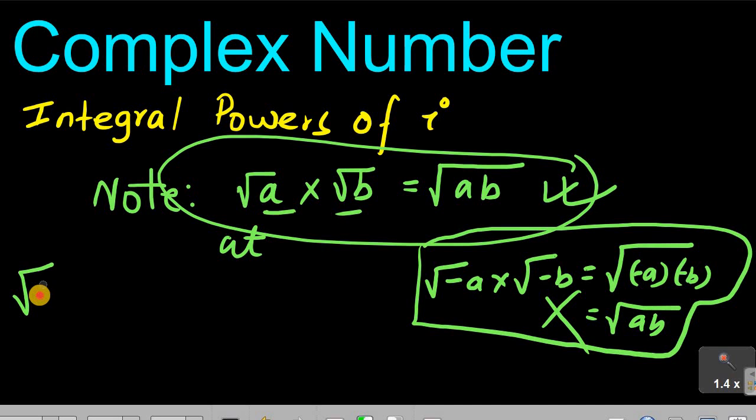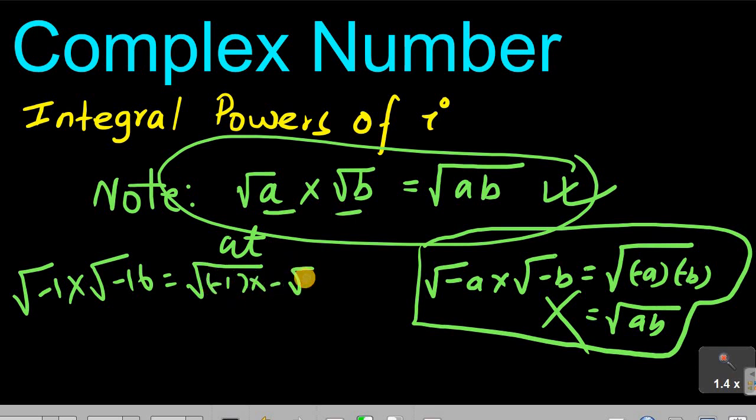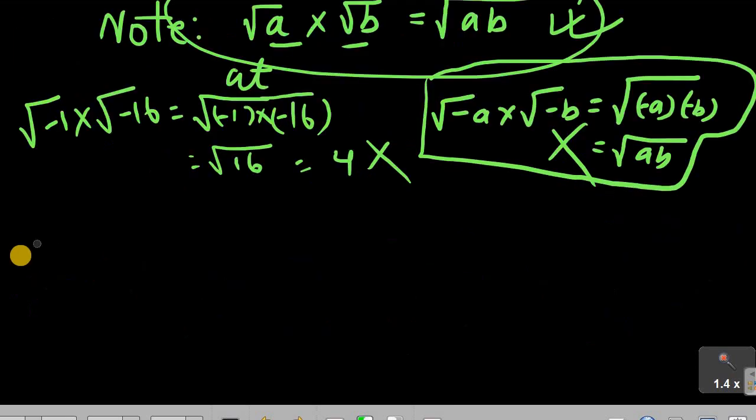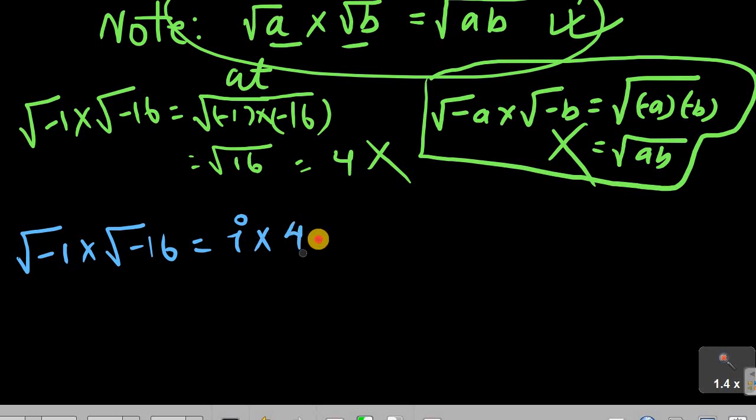For example, root of minus 1 into root of minus 16, you cannot write as root of (minus 1 into minus 16), then equal to root 16, equal to 4. This is wrong. In fact, you have to do it like this: root of minus 1 into root of minus 16 equals i into 4i, that is 4i squared, that is equal to minus 4.